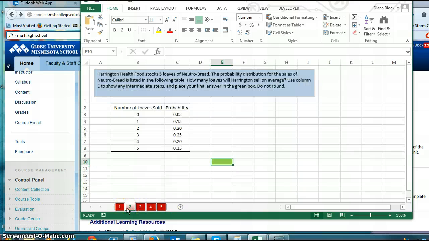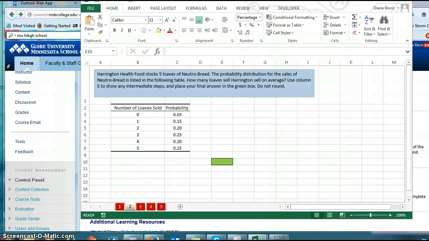The second problem here is also a probability problem, but what we're going to do differently is determine the average that we would expect to sell. We're going to determine an average from this probability information we're given here. So we don't need to calculate the probability of getting each of these results. If we sell 0 loaves, we're already told that it's a 5% probability of that happening, 15% probability of selling 1 loaf, 20% probability of selling 2 loaves, etc. So we already have that information.